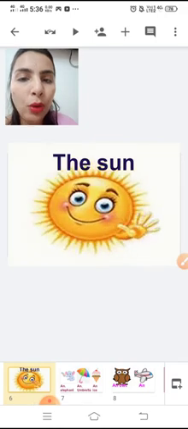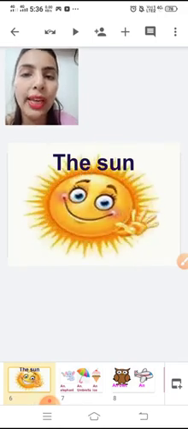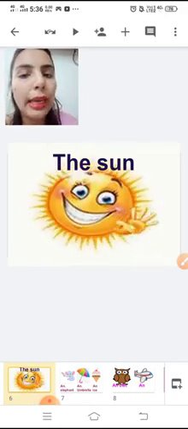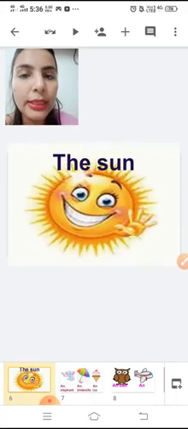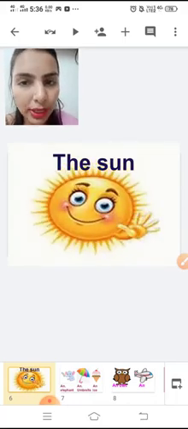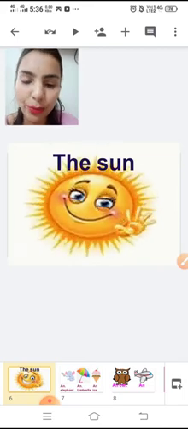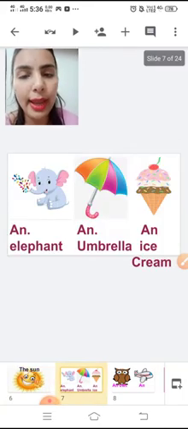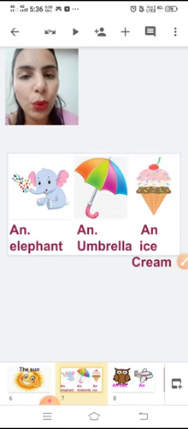Now we will read about a, an, and the separately. Separately we will read about a, an, and the. Okay, let's begin. An. First I am going to show you some examples.